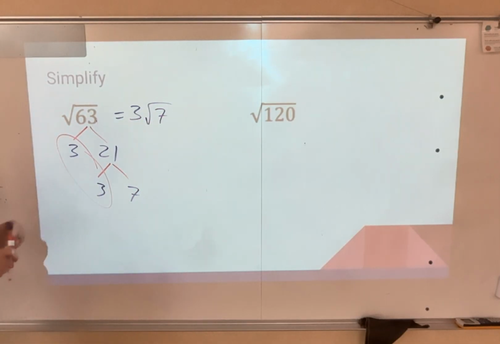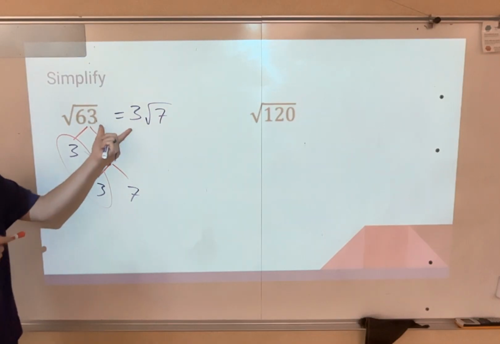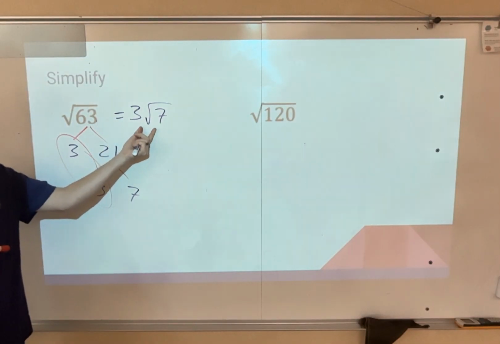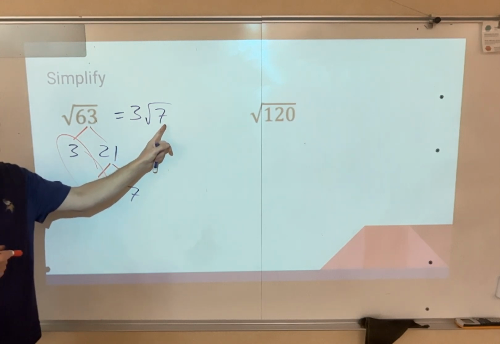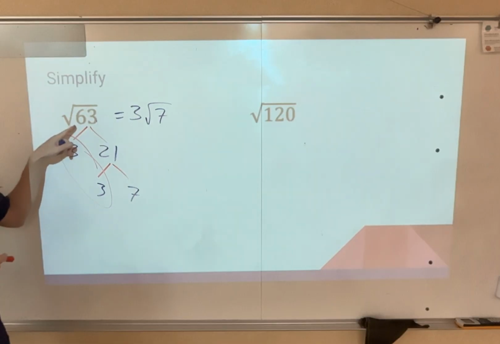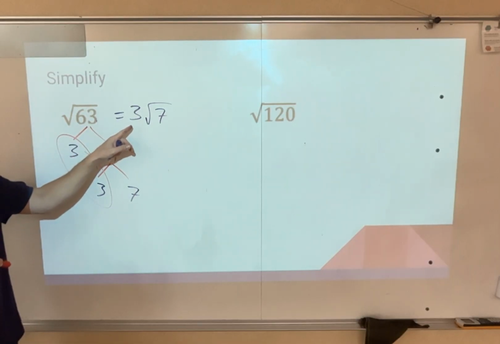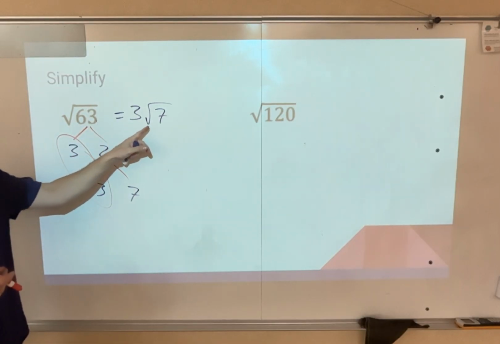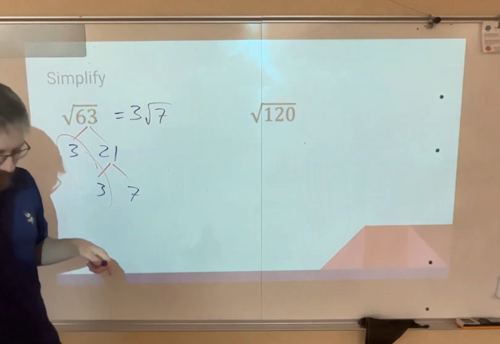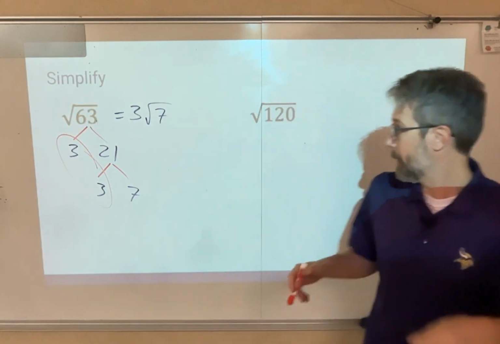All right, so what does all of this stuff mean? Well, these two numbers are the exact same, right? They don't look the same. This we consider fully simplified because we can't reduce this 7 any further. But if you plugged in square root of 63 into your calculator and looked at the decimal number, and 3 times square root of 7, it would be the exact same decimal number. These two things are equivalent forms of the same number.